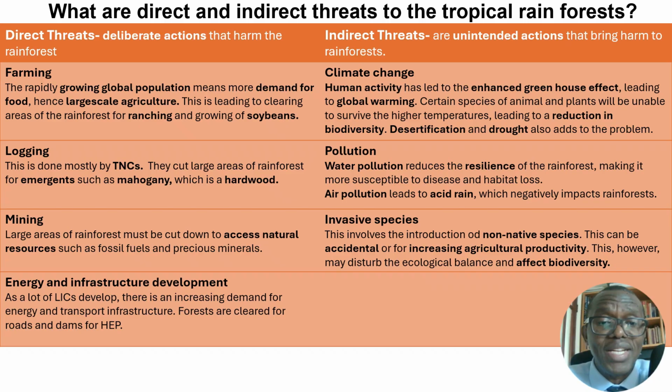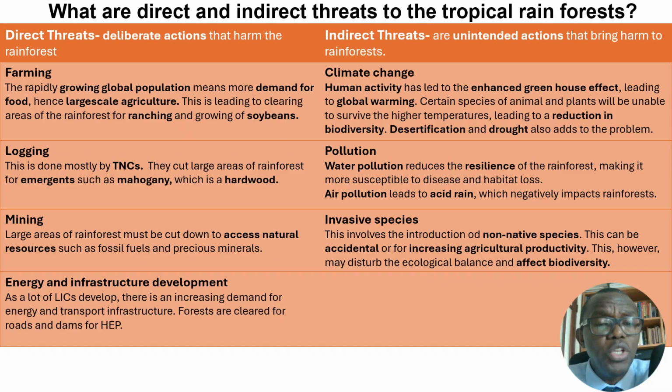So moving on then to the indirect threats. What are they? The first one here is climate change. Now, human activity has led to the enhanced greenhouse effect, and this has led to global warming. Now, certain species of animals and plants will be unable to survive these higher temperatures, and this will obviously lead to a reduction in the biodiversity. And we also have desertification and drought as a problem as well. Okay, so this climate change obviously is a threat to the biodiversity that is in the tropical rainforests.